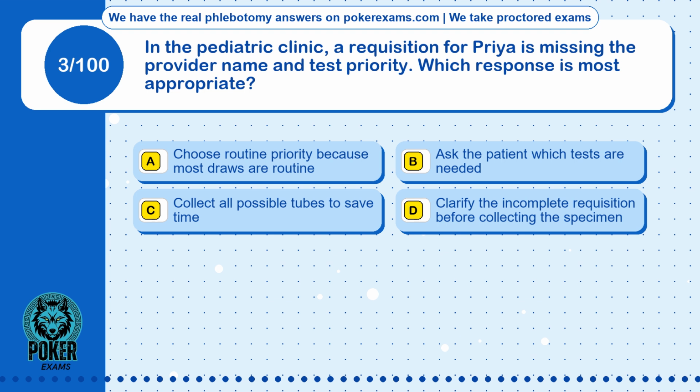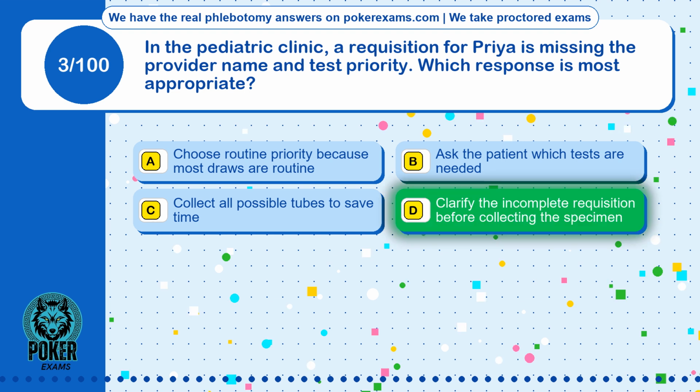Option A. Choose routine priority because most draws are routine. Option B. Ask the patient which tests are needed. Option C. Collect all possible tubes to save time. Option D. Clarify the incomplete requisition before collecting the specimen.